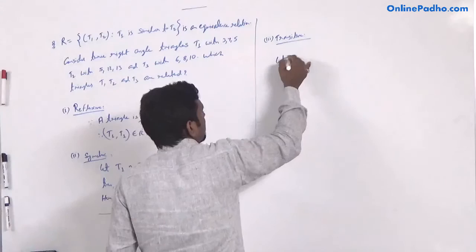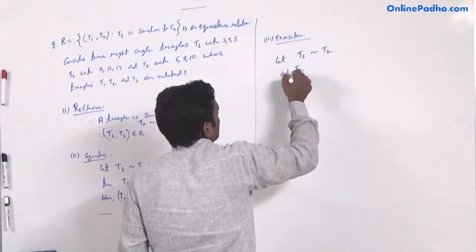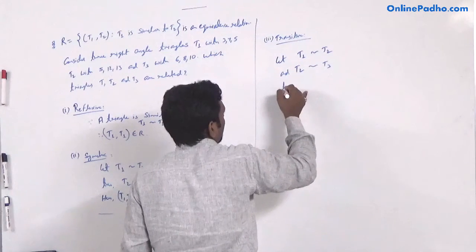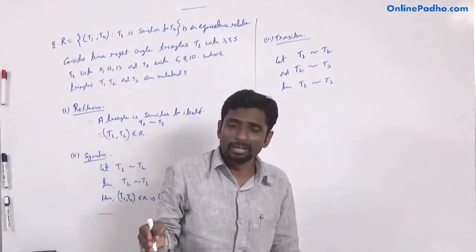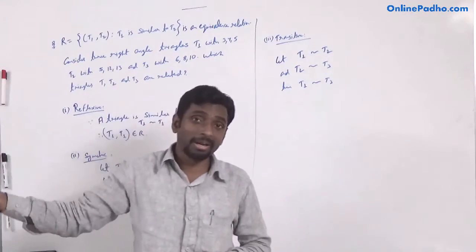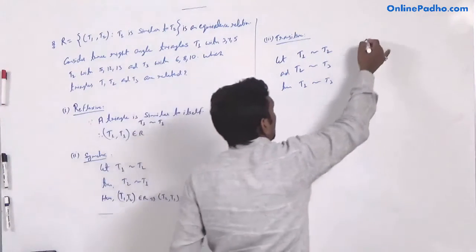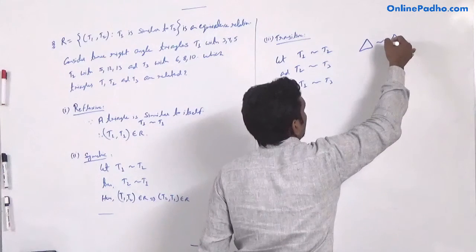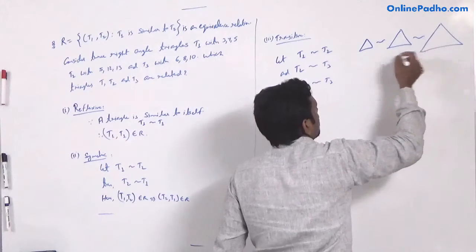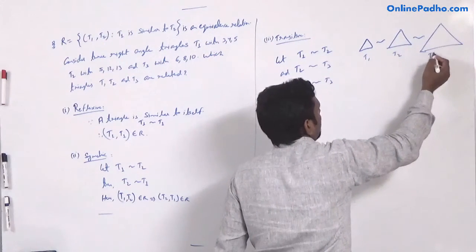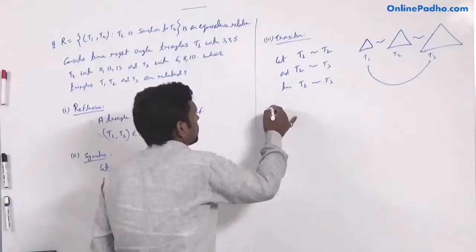Why? Let us consider T1 a triangle which is similar to the second triangle T2, and T2 is similar to the third triangle T3. Then we can say that T1 must be similar to T3. Very simple. If this triangle T1 is similar to T2 and T2 is similar to T3, then T1 must be similar to T3. So this is a transitive relation.